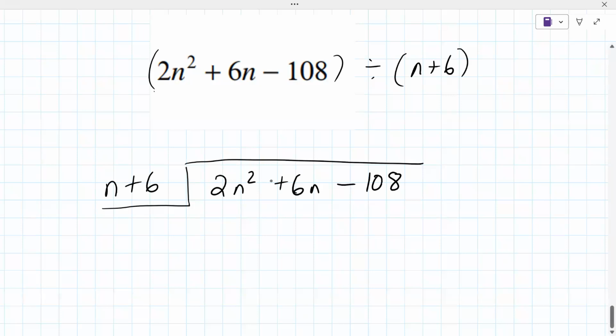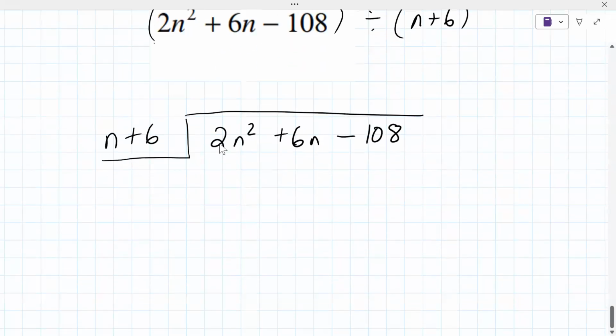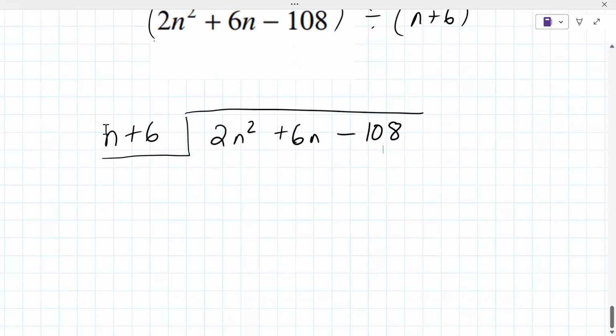So this is the part where I just don't really know what to do. Obviously I understand how division works, but what you're doing is you're trying to figure out what do you multiply n by to get 2n squared. And if that's not clear, the other way is to take 2n squared and divide it by n, and that would just be 2n. So that goes here. Then you take this 2n and multiply it by the n and the 6. So that would be 2n squared plus 12n.